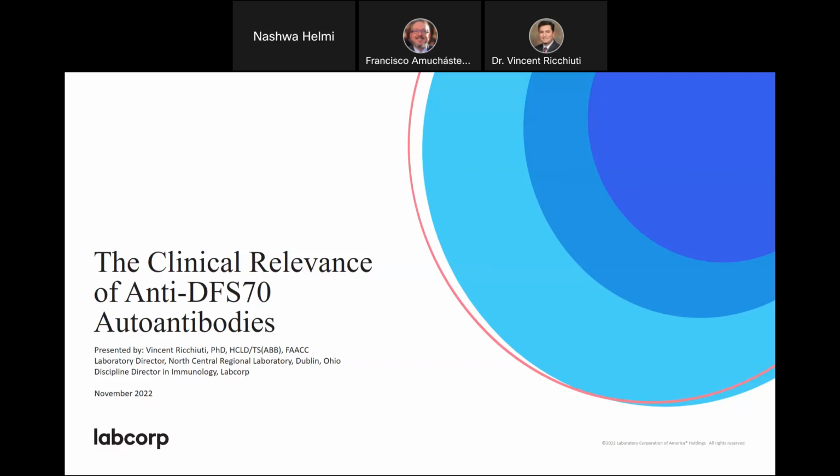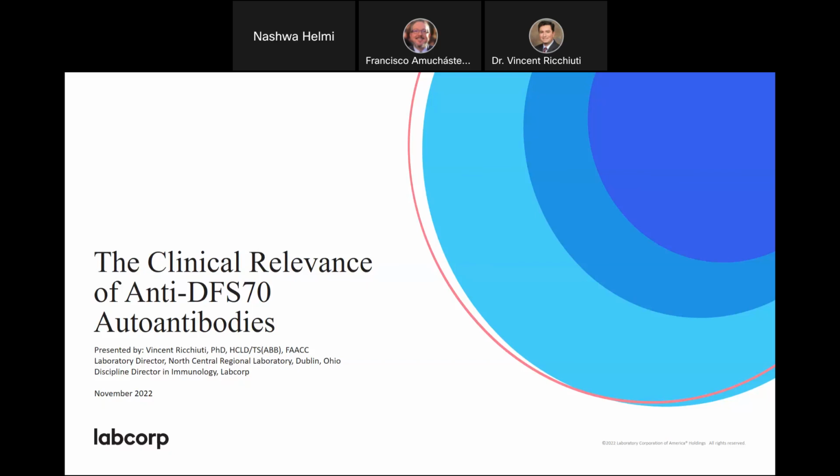Dr. Ricchiuti was the laboratory director of special chemistry, immunoassays, endocrine, and clinical research laboratories at Brigham and Women's Harvard Medical School in Boston, Massachusetts. He also served as director of clinical and special chemistry, immunology, and toxicology at the University of Cincinnati Medical Center, now UC Health, and associate professor at the University of Cincinnati, Department of Pathology and Laboratory Medicine at the College of Medicine in Cincinnati, Ohio.